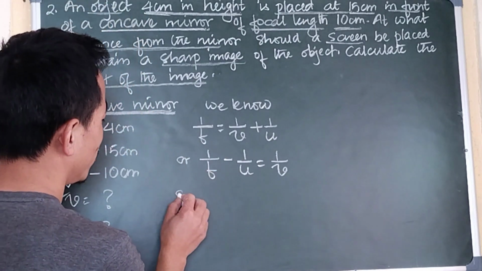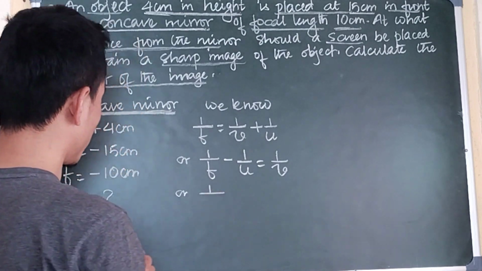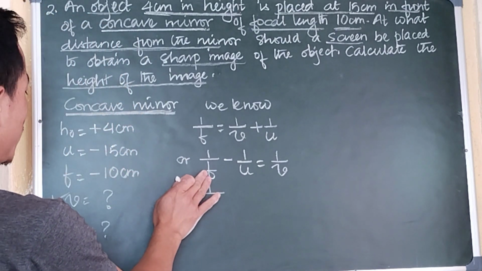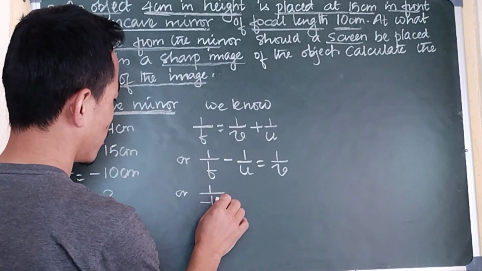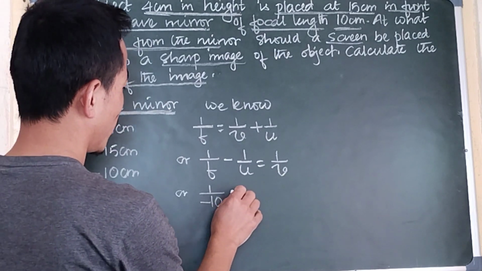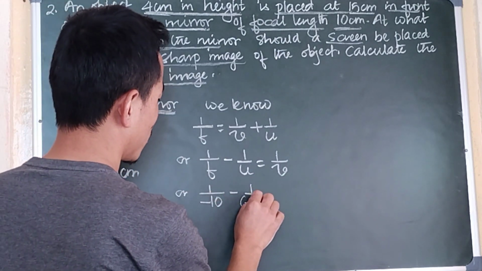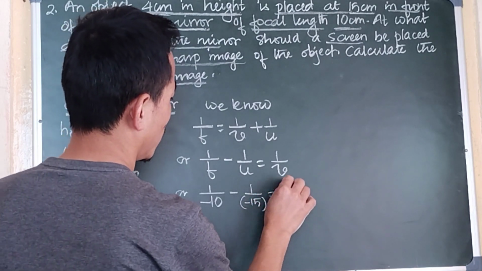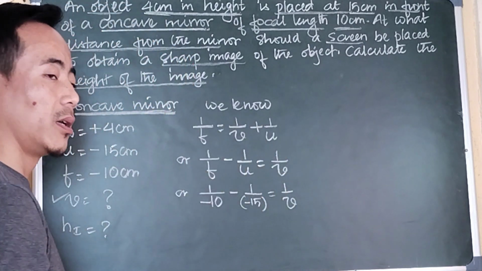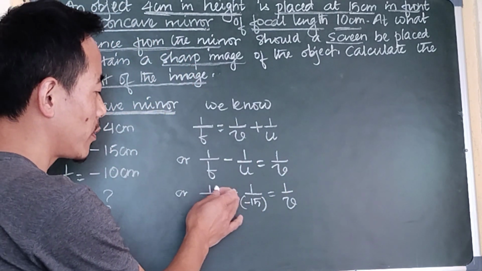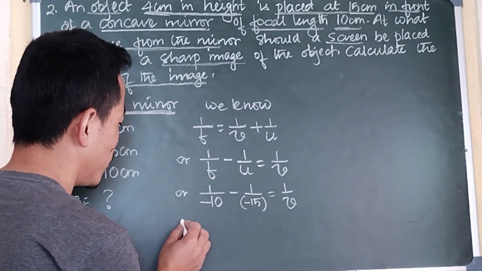Now you can put the value in this formula with the sign convention. So focal length f, small letter f here, is -10. So -10 here. Then we have minus sign. Then u here is -15. So write -15 here, 1 by v. Now before you take the LCM, you have to simplify this equation further.